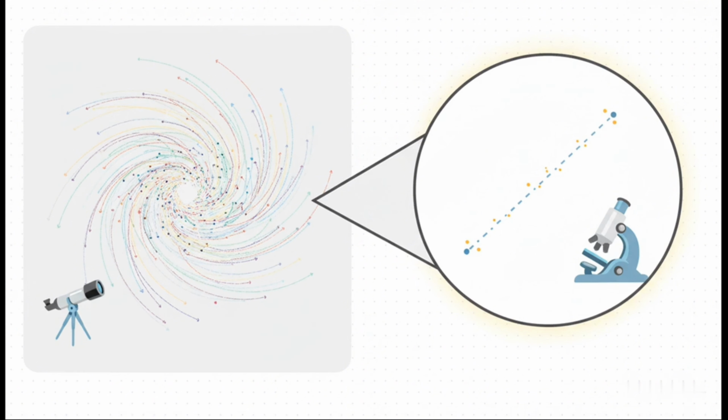But if you want to zoom way in, you can use the tracking and stepping actions. These let you follow a single particle's entire life from birth to death, or even get down to the microscopic level and look at every single tiny step it takes.